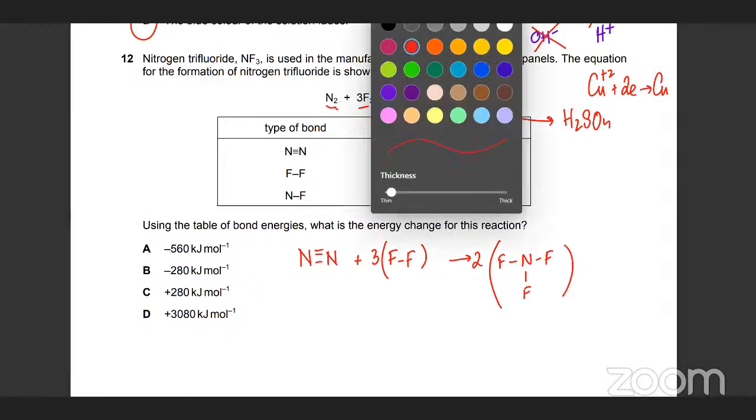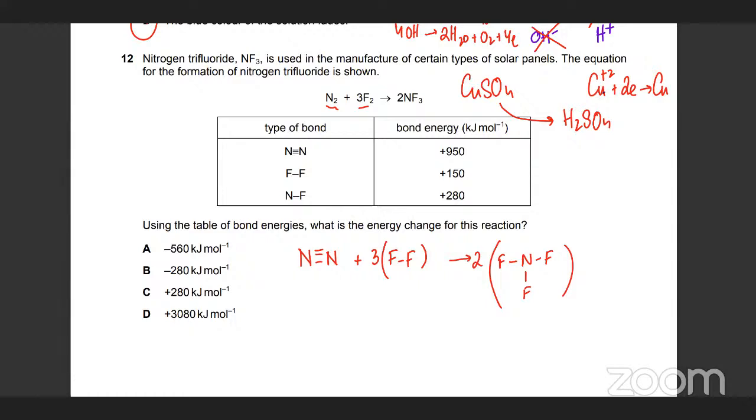Now, in this case, how many bonds are you breaking? What's the formula of enthalpy change? Enthalpy change is the amount of energy that's needed to break bonds. That's all positive, that's endothermic. And the energy that's released when you form bonds. So how many bonds have you broken? You've broken the N triple bond N. I'm just going to write the values. What amount of energy is required? That's 950. And you've broken the F-F bond. That's 150, but you've broken 3 of them, so that's 150 times 3. Is this clear?